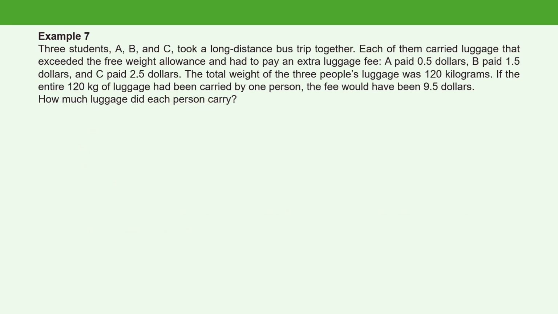Example 7, 3 students, A, B, and C, took a long-distance bus trip together. Each of them carried luggage that exceeded the free weight allowance and had to pay an extra luggage fee. A paid $0.5, B paid $1.5, and C paid $2.5. The total weight of the 3 people's luggage was 120 kilograms. If the entire 120 kilograms of luggage had been carried by one person, the fee would have been $9.5. How much luggage did each person carry?